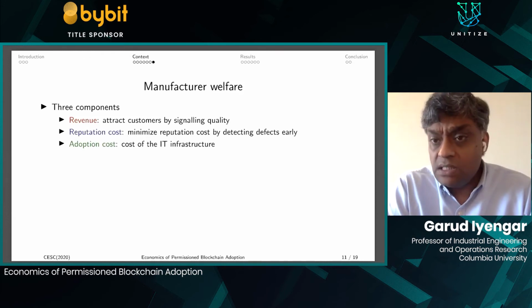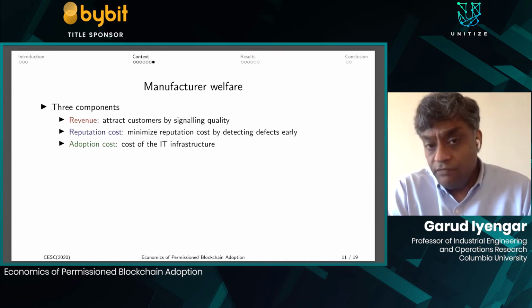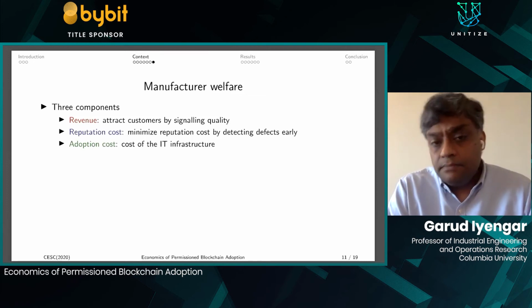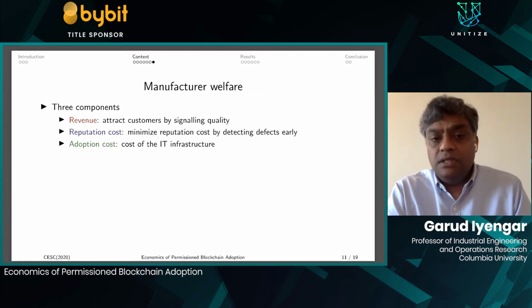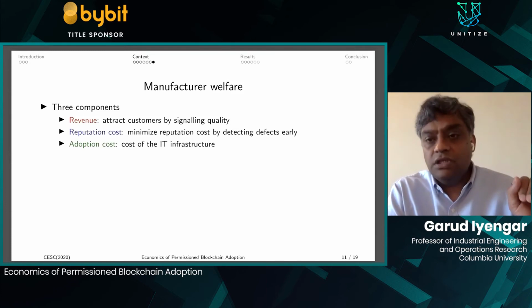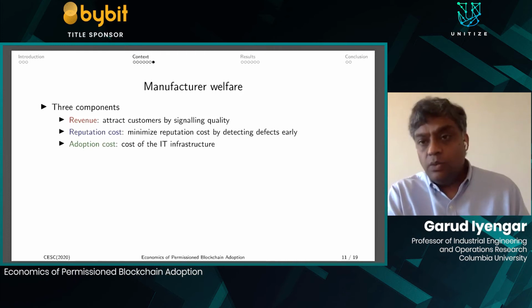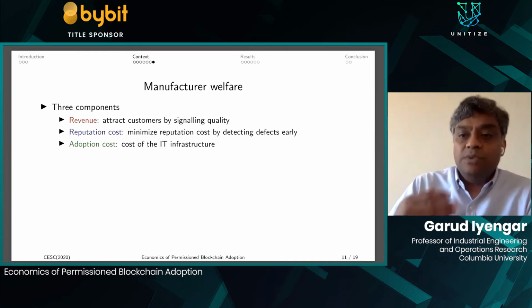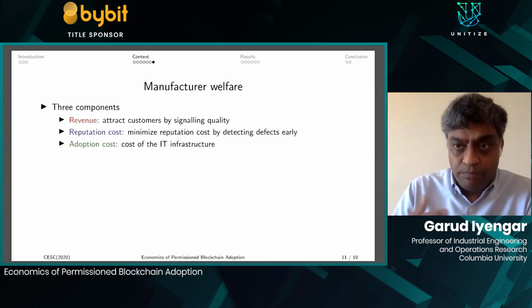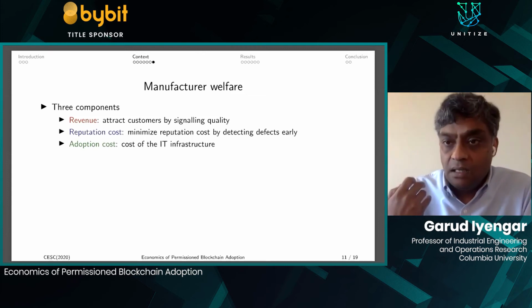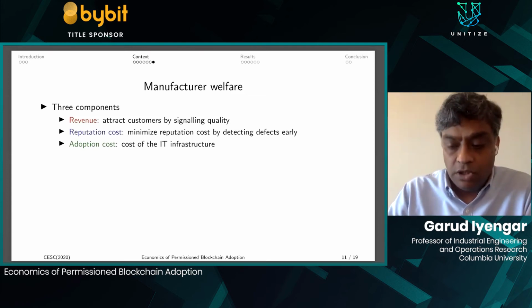So the first two things are unequivocally good for me. There is an issue with the attracting customers part that I'll come to in a moment. But on the face of it, the first two terms look good for a manufacturer when they adopt blockchain, and the third one is the bad part. And as our paper progressed, we found that even the revenue part can end up being a reason for not adopting the blockchain.